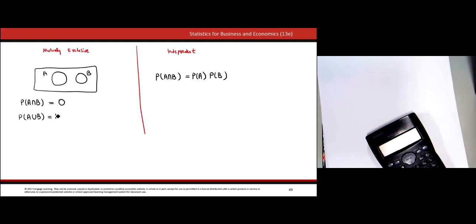A union B then reduces to the probability of A plus the probability of B, because it is always the probability of A plus the probability of B minus the probability of A intersect B. But the probability of A intersect B is zero if they are mutually exclusive. So then A union B is just the probability of A plus the probability of B. Otherwise, minus the intersection. And this is how we calculate the intersection if they are independent.